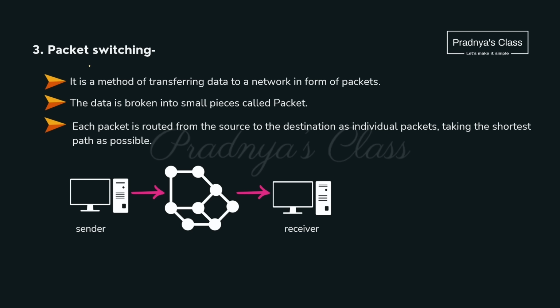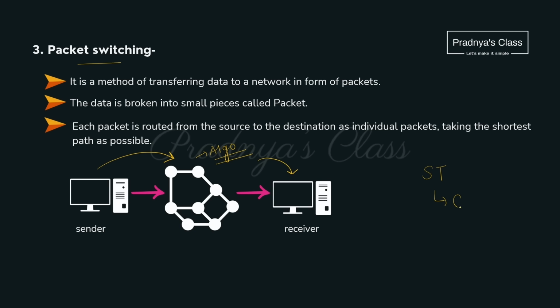Alright, here is the third switching technique, that is packet switching. In this, the data will go to the network in the form of packets. Packets means small pieces of information. Here it will follow some algorithm so that the data will reach the receiver faster, taking the shorter route.